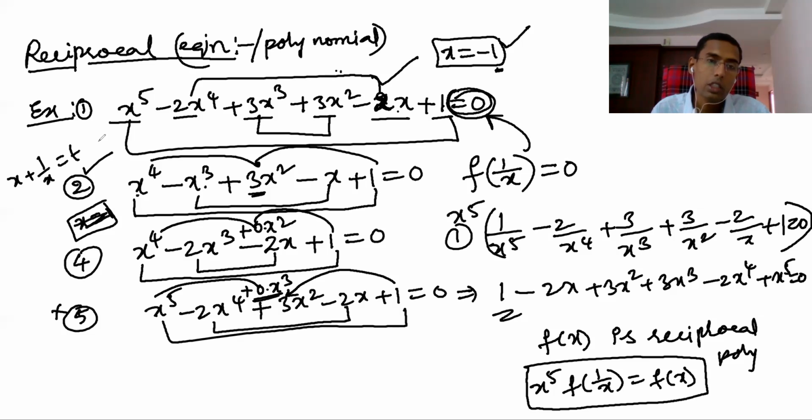So here, there is a particular way that you can solve this reciprocal polynomial. In this case, you can find a root and then divide, and then you will get a fourth degree. Fourth degree, how do you solve it? By putting x plus 1 by x equal to t, that you have learned in quadratic equations. You learned that one. So that is the use.